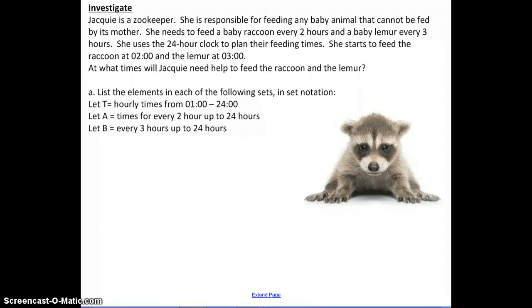So, investigate. Jackie is a zookeeper. She's responsible for feeding any baby animal that cannot be fed by its mother. She needs to feed a baby raccoon every 2 hours and a baby lemur every 3 hours. She uses a 24-hour clock to plan the feeding schedules. What time will she need help to feed the raccoon and the lemur? So we're looking for the time that they'll overlap.